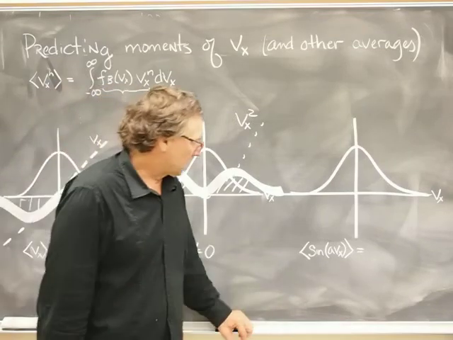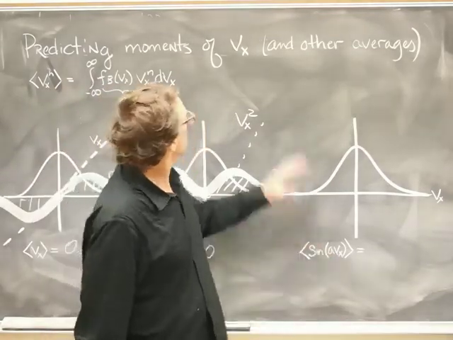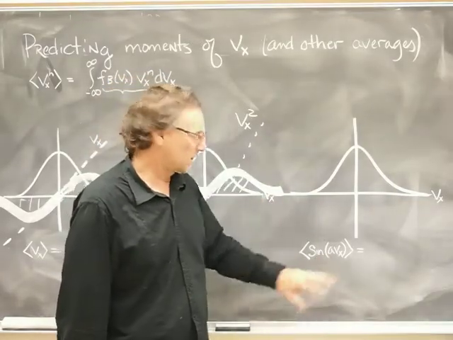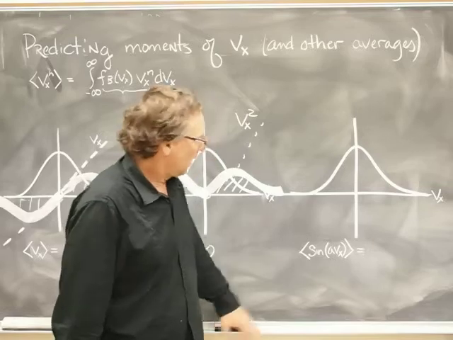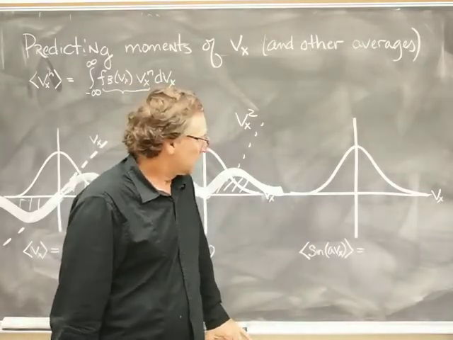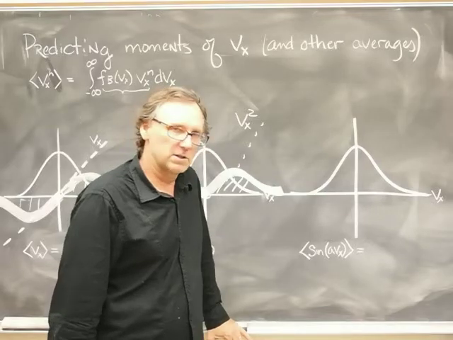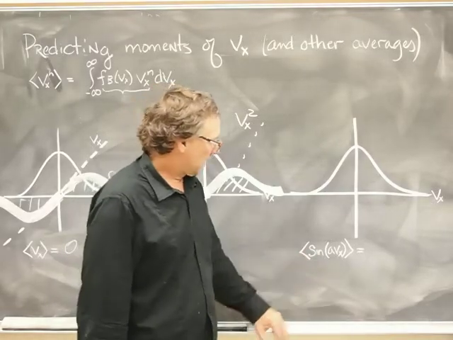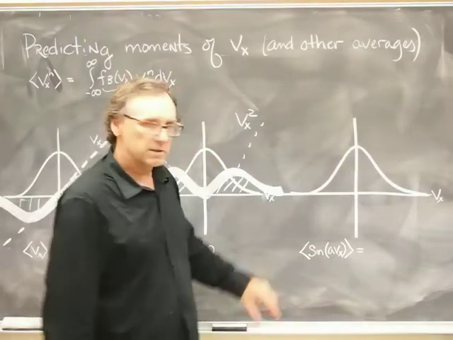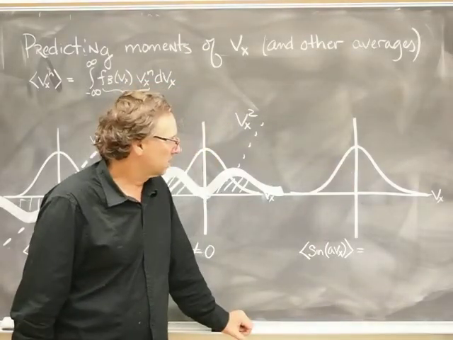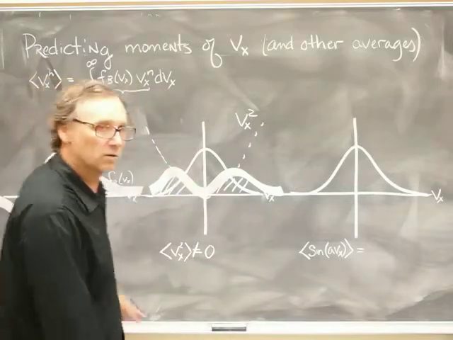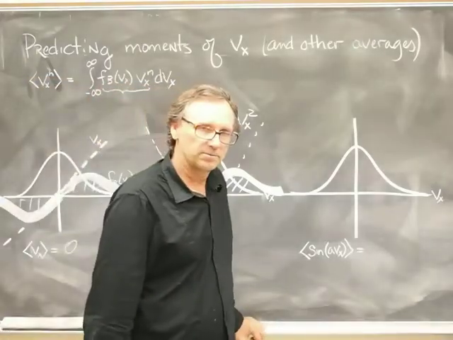How about this last one right here? It's not a moment, it's some other average. I'm interested in the average of sine of some constant times Vx, a sinusoidal function. If you want to give this a pause and try it out yourself, what you would do is sketch out the sine function, take the product, and look to see whether the result is symmetrical like this or anti-symmetrical, in which case you get 0.